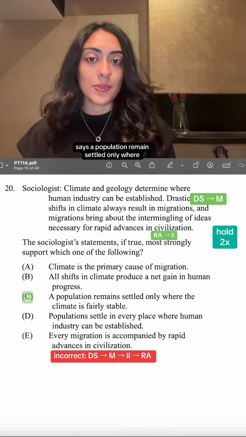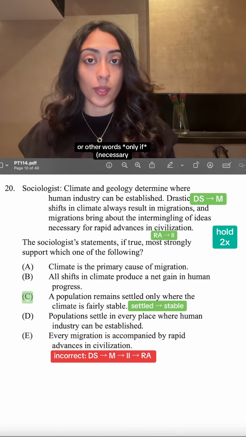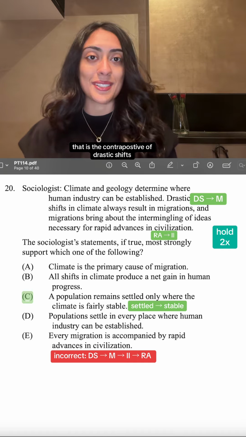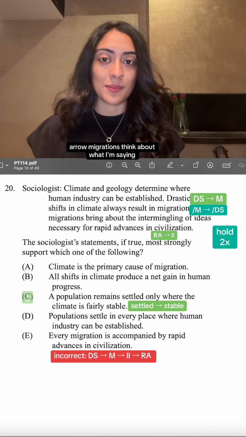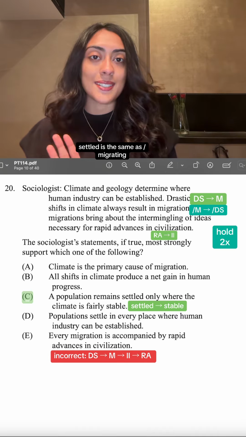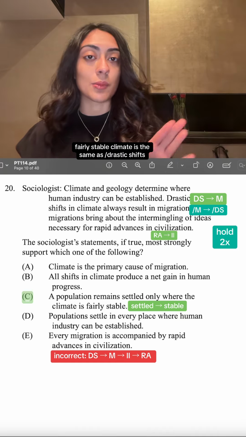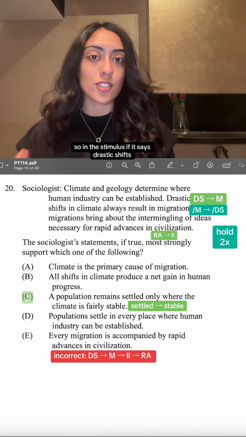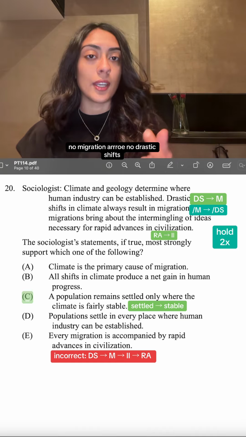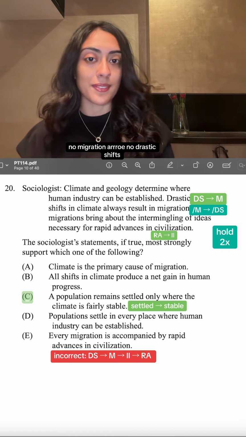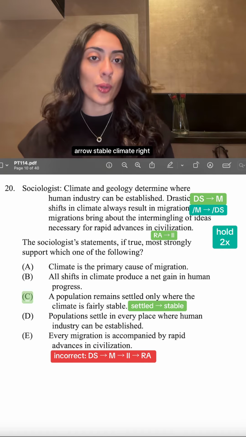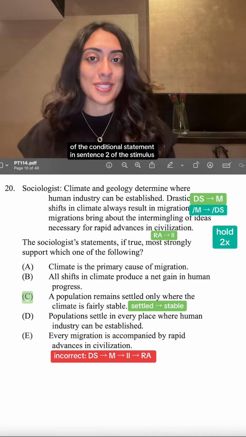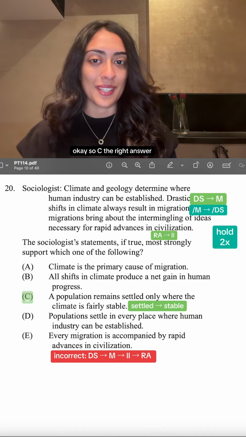The correct answer is C. It says a population remains settled only where, or in other words, only if, necessary indicator, the climate is fairly stable. That is the contrapositive of drastic shifts, arrow, migrations. Think about what I'm saying. Settled is the same as not migrating. Fairly stable climate is the same as no drastic shifts. So in the stimulus, it says drastic shifts, arrow, migrations. Contrapositive: no migration, arrow, no drastic shifts. That's the same as settled, arrow, stable climate. Those are just synonyms of the contrapositive of the conditional statement in sentence 2 of the stimulus. Okay, so C is the right answer.